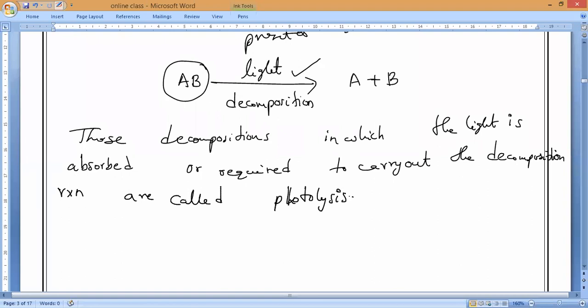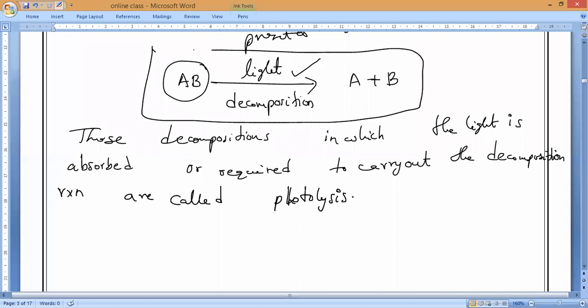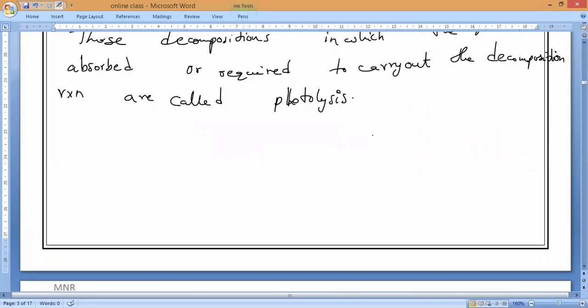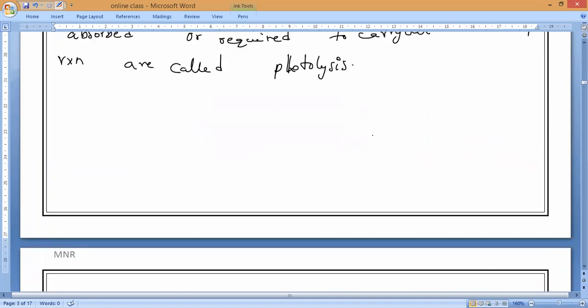Is it okay, guys? Please write to understand. Yes. So now you write this equation: AB is going to give you A plus B in the presence of light, decomposition. So now light means basically what is the natural source of light? Anybody? What is the natural source of light? Sunlight. Source of light: Sun. Yes or no? Please respond. Sun it is. Yes or no, guys? Everybody? So that is what it is.